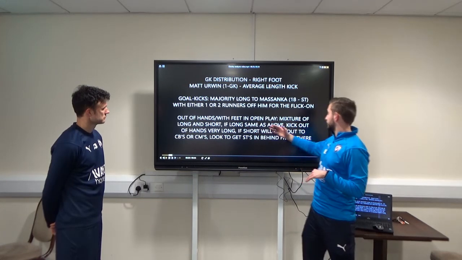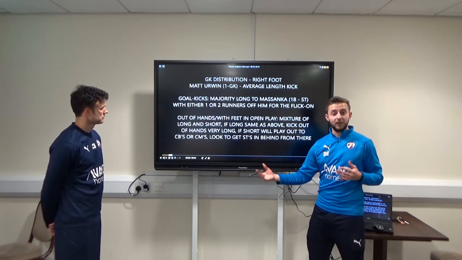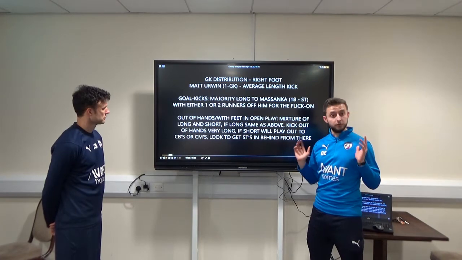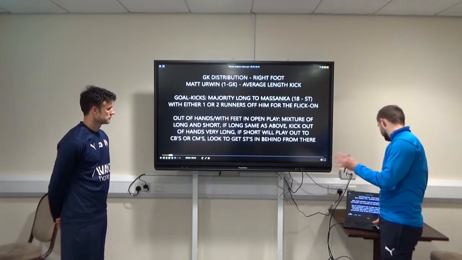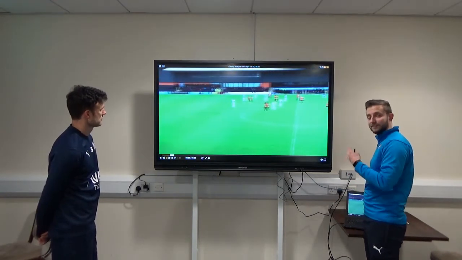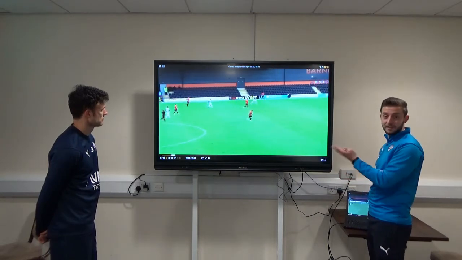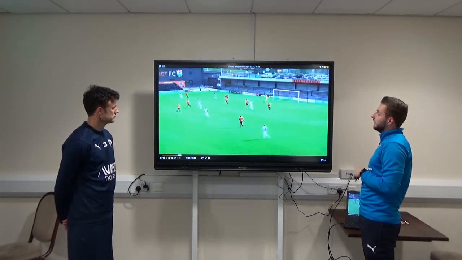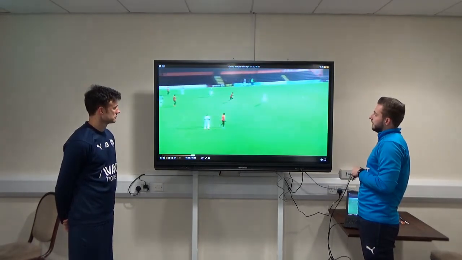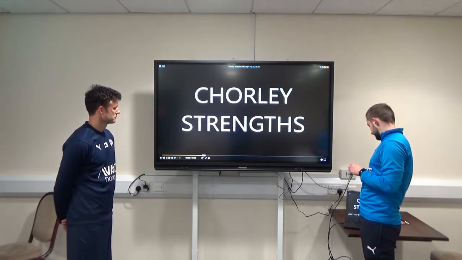And then out of hands and with feet in open play, it's a bit of a mixture of both, where they do look to sometimes play out to centre backs and go through the thirds, or they'll do the same as above, going to Misanka with the runners off them. Again, as with the formations, I'm just showing them a few clips of that, not going into too much detail or overloading them with so many of the same clips, just one of each one that I've stated in the previous slide. Once I've gone through all of the goalkeeper distribution, we'll move on to their strengths.